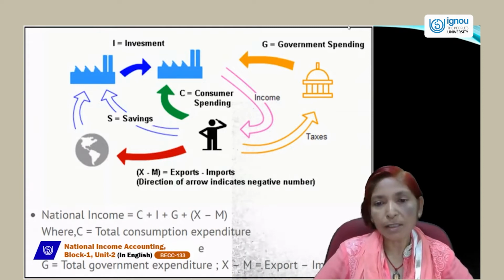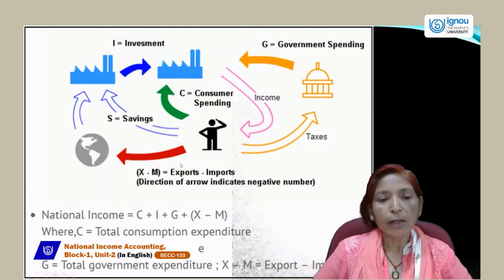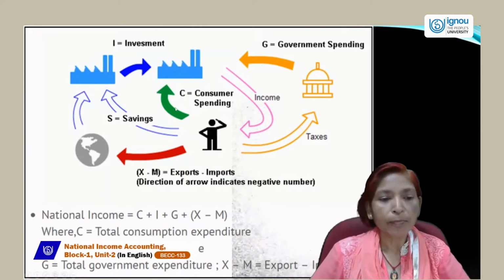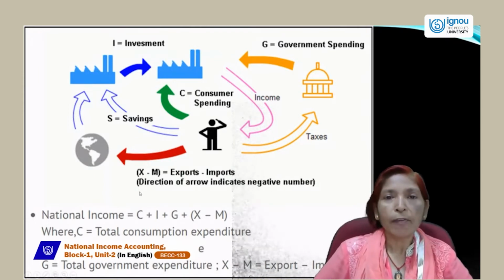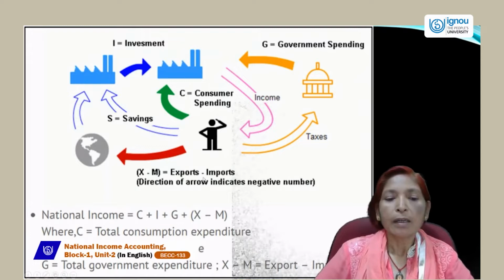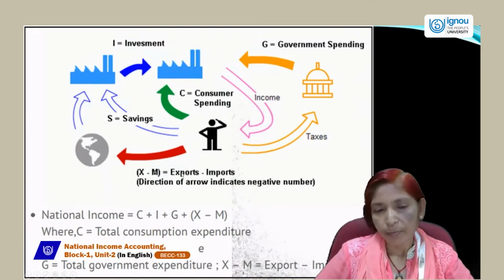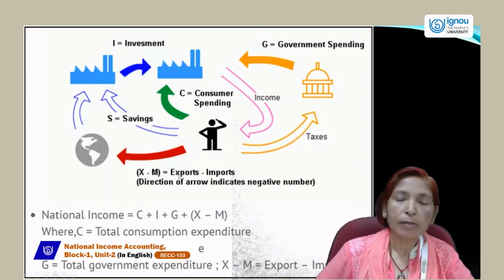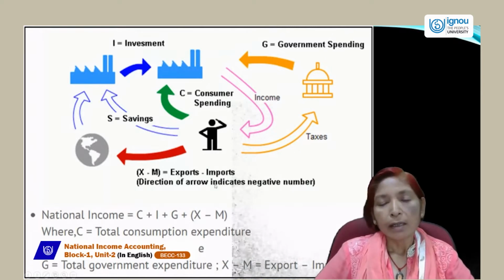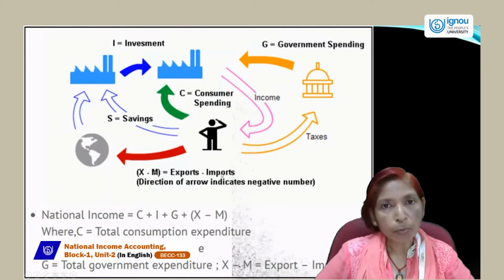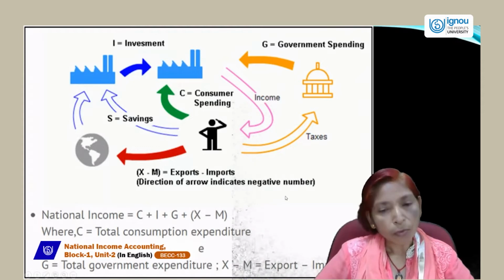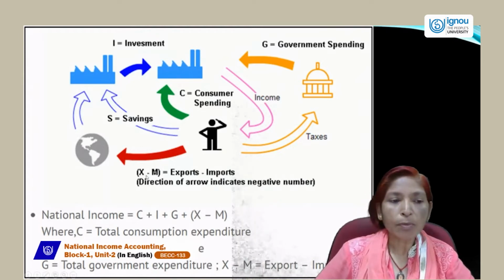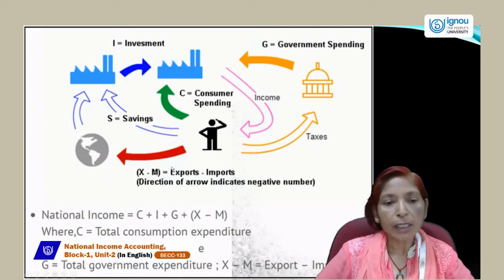Next is the rest of the world. Through the rest of the world, we can do exports and imports. If we export abroad, then income is received by firms. And if we import from the rest of the world, then we have to pay the import bill to the rest of the world. So exports minus imports is generally done with the rest of the world.